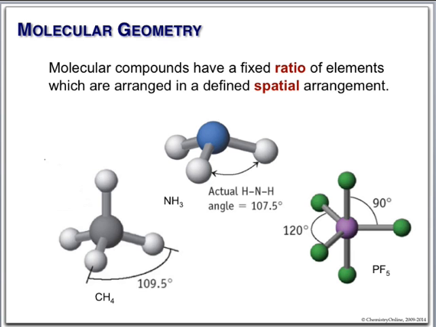Phosphorus pentafluoride looks like this. Phosphorus in the middle, 3 fluorines around the middle, and 2 axial fluorines. So how in the world do you know? Turns out it's very, very simple.